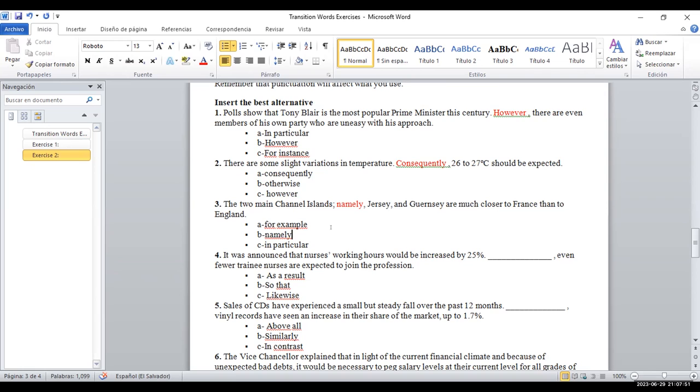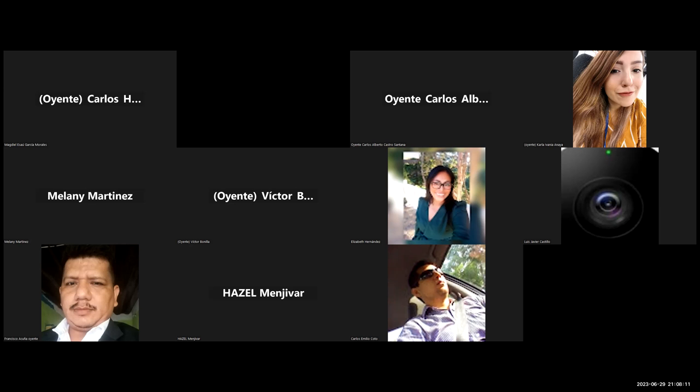Number four, it was announced that nurses' working hours will be increasing by 25%.